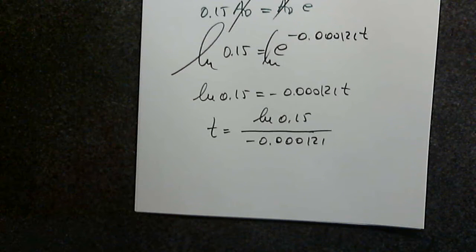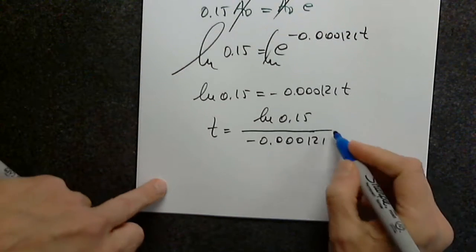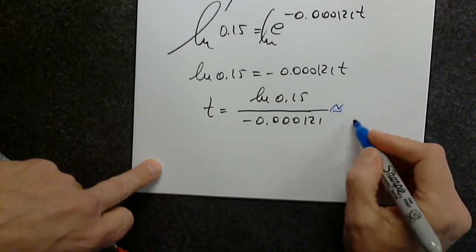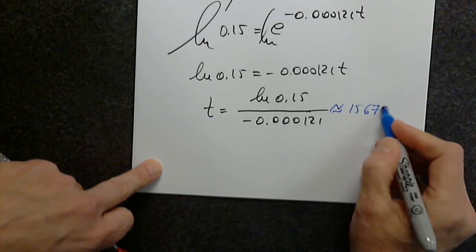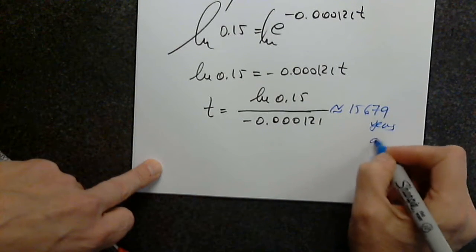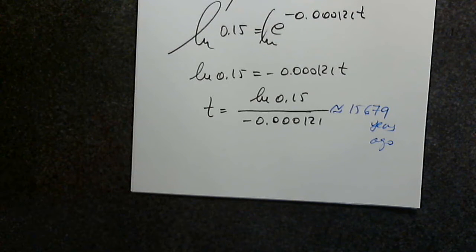So they were painted approximately 15,679 years ago. And that was determined by simply measuring the existing carbon-14 in the paintings. Any questions for me? Any questions?